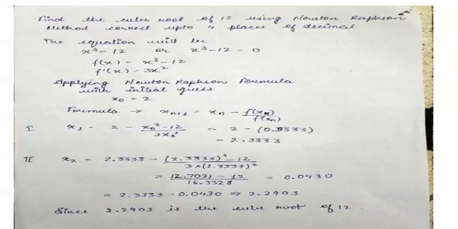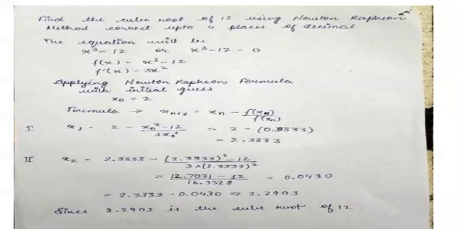So the solution will be, first, we have to find the equation of cube root of 12. So the equation will be x cube is equal to 12, or x cube minus 12 is equal to 0. So f of x will be x cube minus 12. f dash x will be 3x square.